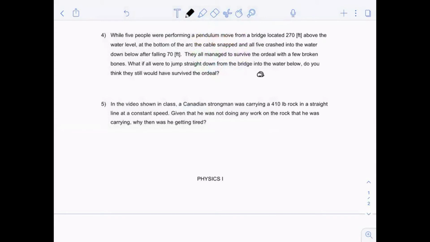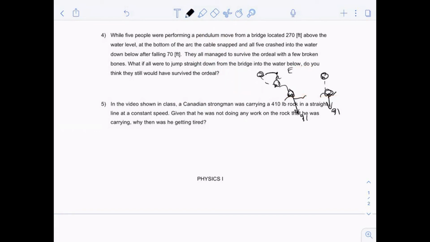Pendulum move. And so what do we have? The pendulum snaps somehow, splash down. They will hit the water at 91 miles per hour. And if they were to jump, what's the question? If they were to jump straight down, do you think the outcome would have been the same? I got news for you guys. It's the same. The outcome is going to be the same, because ignoring friction, the only force acting is gravity.